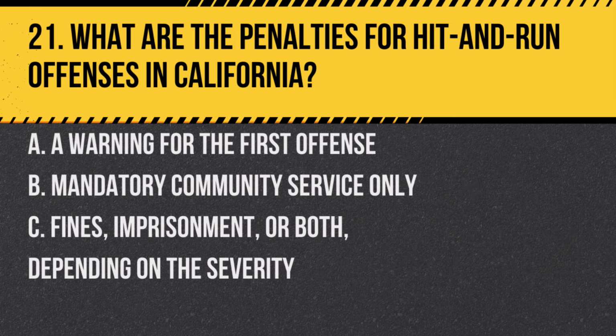Question 21. What are the penalties for hit and run offenses in California? A. A warning for the first offense. B. Mandatory community service only. C. Fines, imprisonment, or both, depending on the severity. Answer C. Fines, imprisonment, or both, depending on the severity. In California, hit and run offenses can result in serious penalties, including fines and imprisonment, depending on whether the incident resulted in property damage, injury, or death.